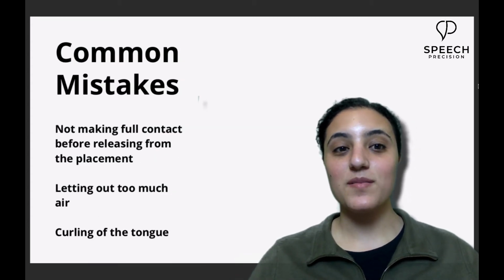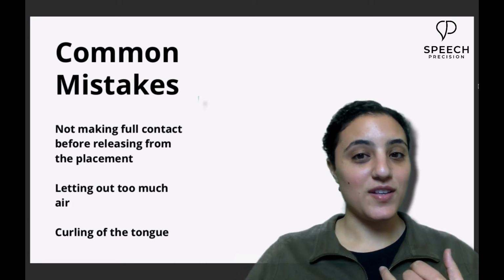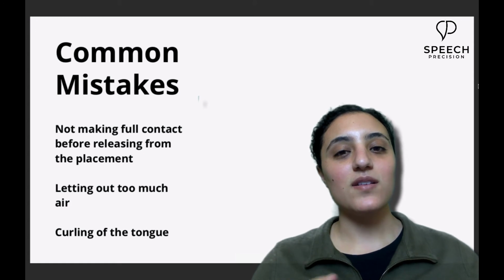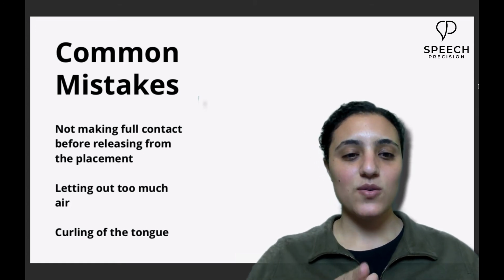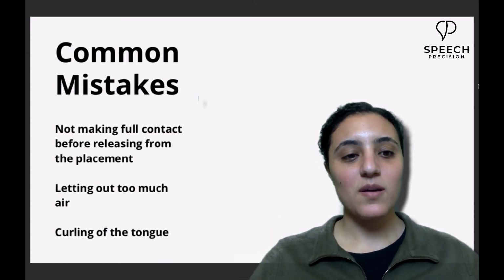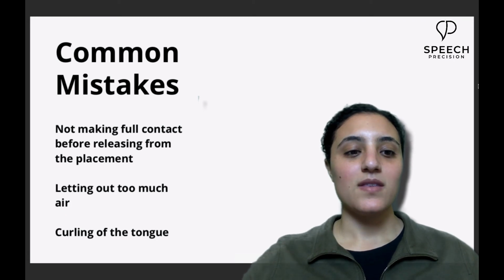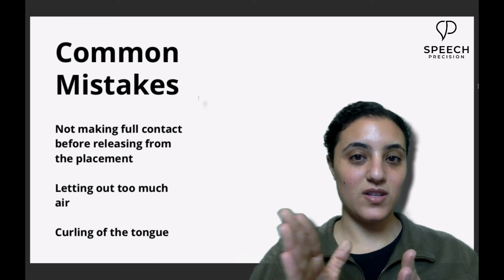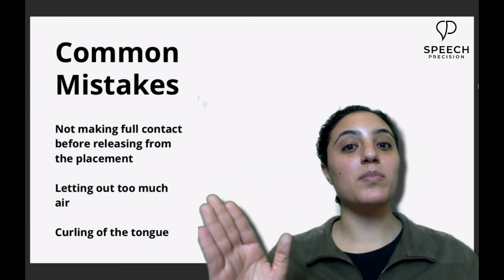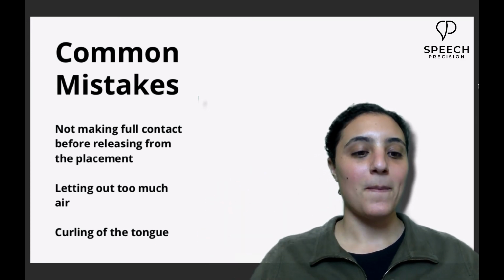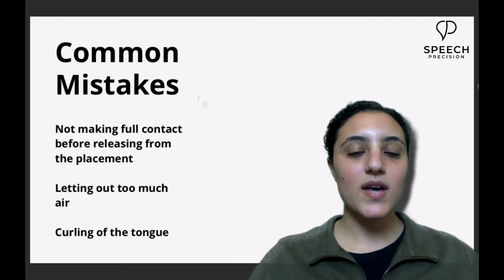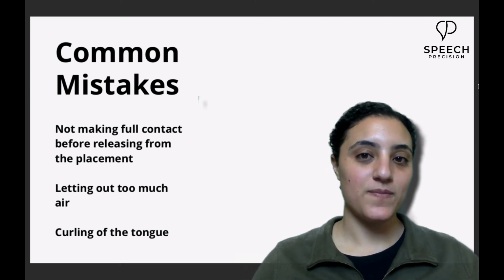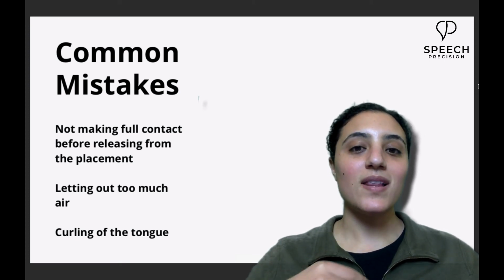All right, so we talked about the articulation point of the ta. We talked about the characteristics of the ta. Now let's talk about some common mistakes. So as we mentioned, one of the biggest common mistakes is that there is not full contact with the tongue to the gums before releasing from that placement. Okay, and when we do that, sometimes what ends up happening is the next thing. We let out too much air. Okay, we don't want to let out too much air.